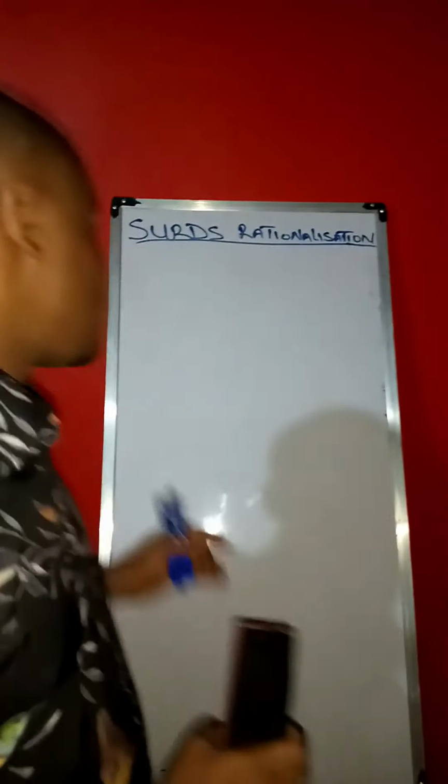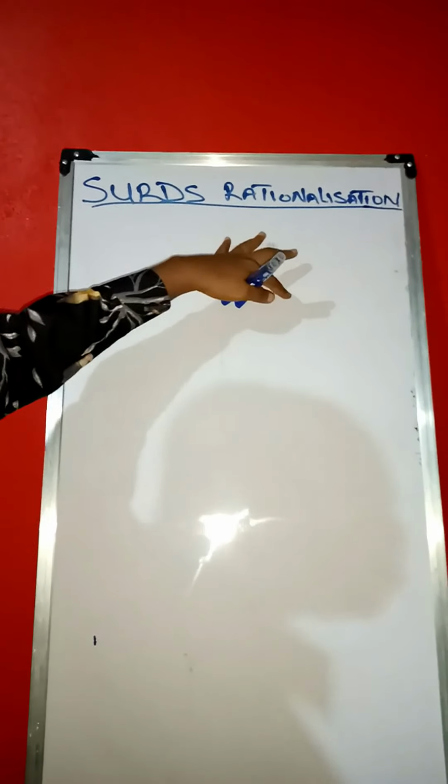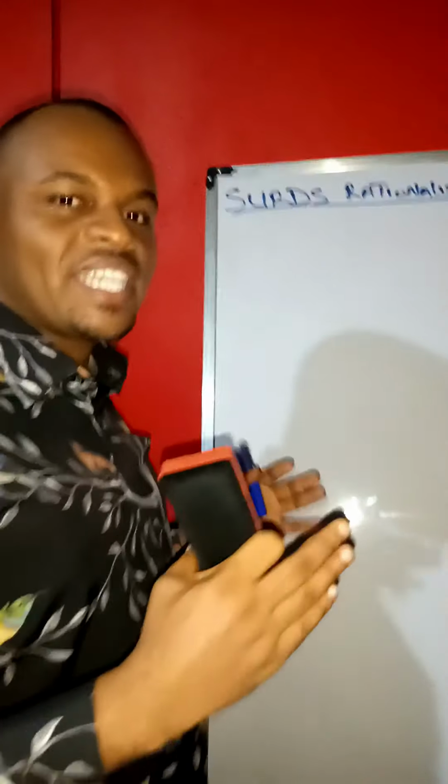And today we shall be looking at surds rationalization. I'll be introducing you to a concept called the conjugate of a surd. Now, in the process of surds rationalization, what you are trying to do is to remove an irrational number from the denominator of a given question.